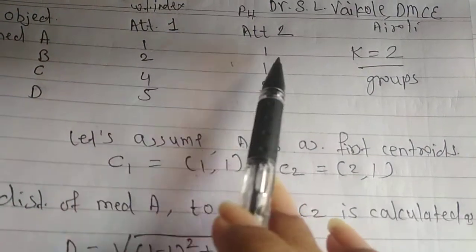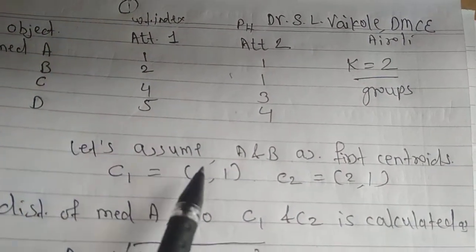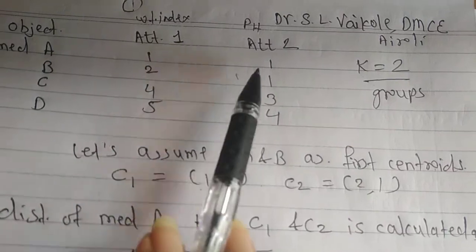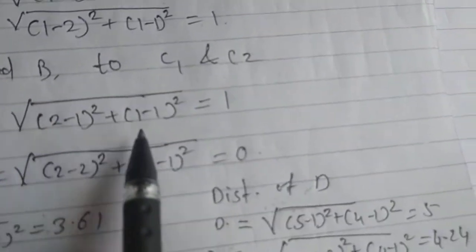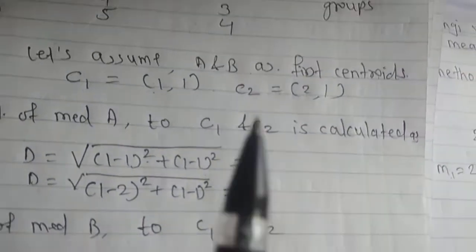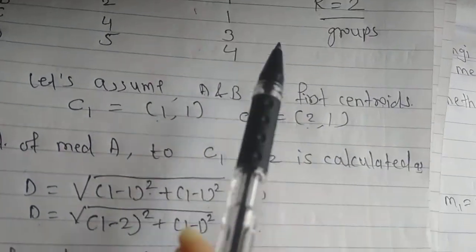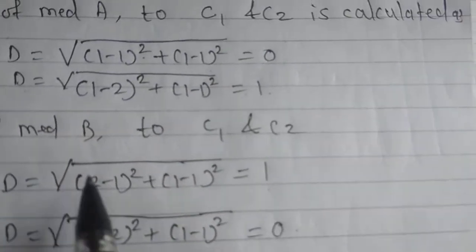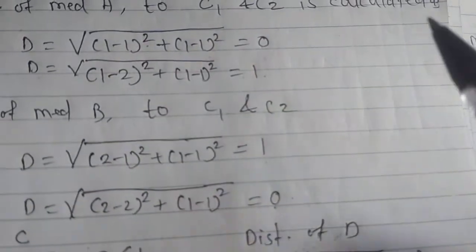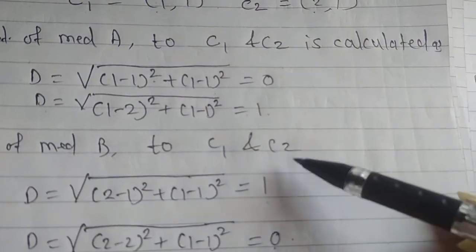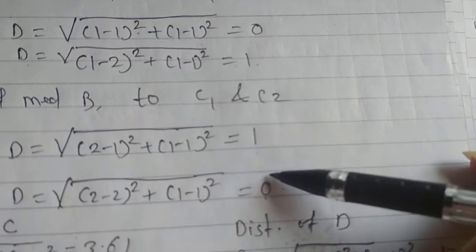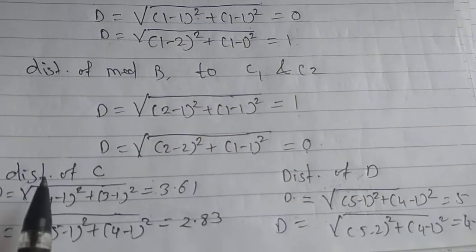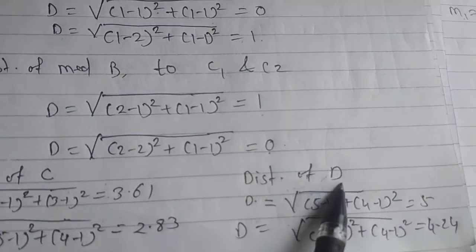Now we'll calculate the distance of medicine B to C1 and C2. B is (2, 1). So the square root of (2 minus 1) squared plus (1 minus 1) squared is equal to 1. Then the square root of (2 minus 2) squared plus (1 minus 1) squared is equal to 0. So the distances of B from C1 and C2 are 1 and 0. Similarly, we find the distances of C and D.